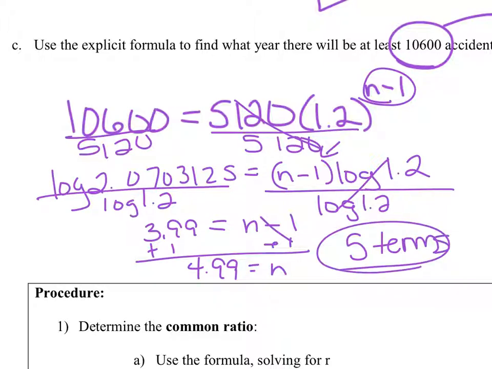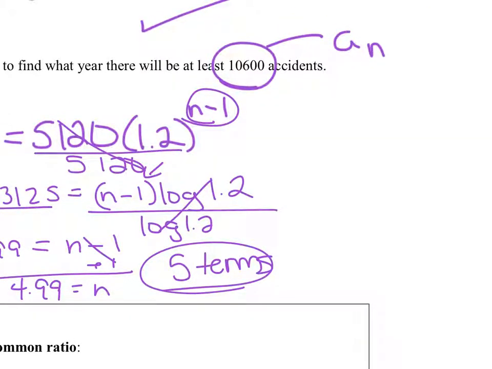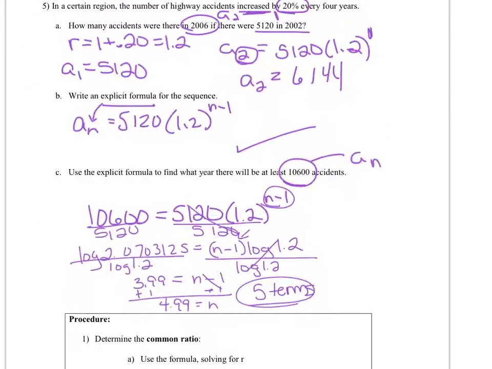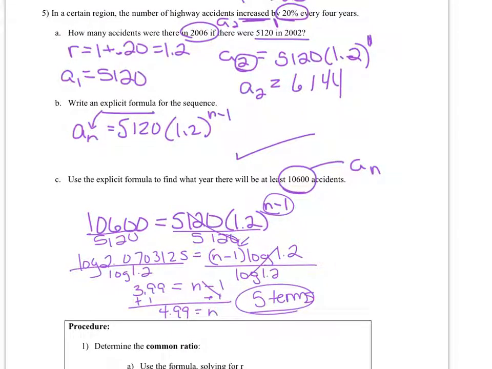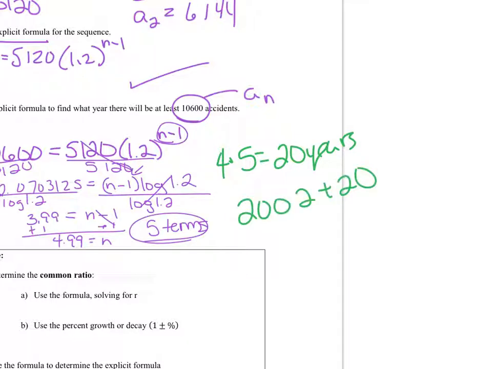Term 5. Now that's 5 terms, that's not 5 years. Okay, so they said up at the top that every term is 4 years here. So since every 4 years it increases by 20%, and we started in 2002, every term is 4. So I have to do 4 times 5, which would be 20 years. So in what year would that be? Well, that'd be 2002 plus 20. So that would be 2022.